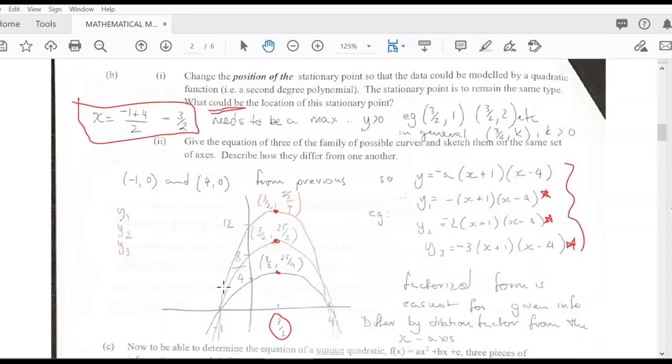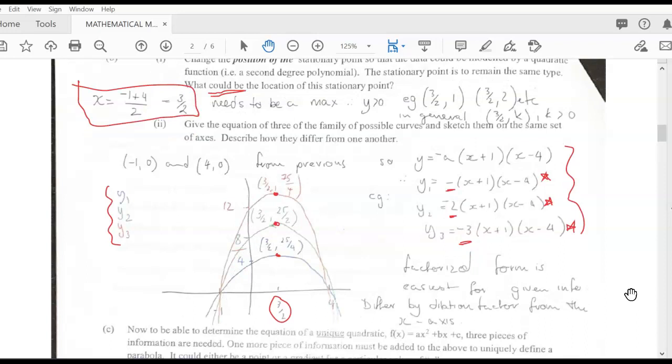All right, so you can see also on this side, they've been color coordinated here. Y1, which is when a is equal to -1, we get the blue curve. Y2, the green curve, when a is equal to -2, and then the red is when a is equal to -3. And that's your dilation factor. So what we've got written just underneath here is the factorized form is the easiest for given information. They differ by dilation factor from the x-axis. So you've got the same parabola, it's just being dilated by a different factor each time.